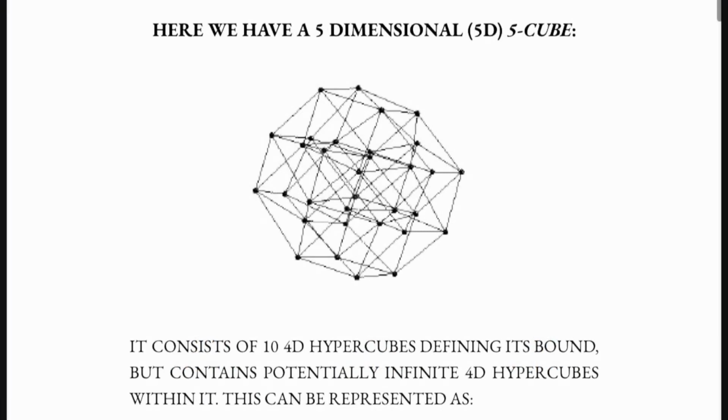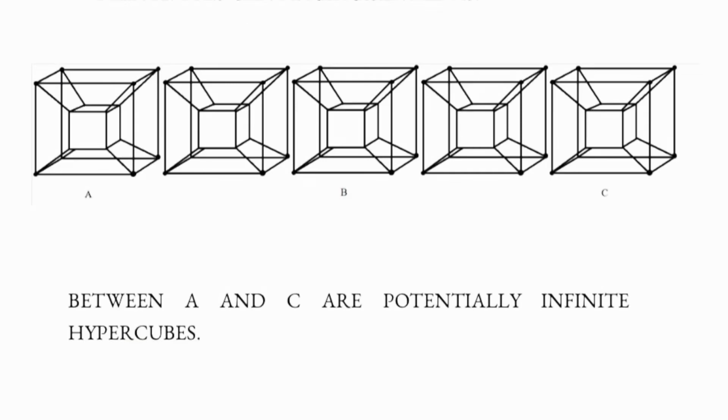Here we have a 5-dimensional 5 cube. It consists of 10 4-dimensional hypercubes defining its bound, but contains potentially infinite 4-dimensional hypercubes within it. This can be represented as. Between A and C are potentially infinite hypercubes.